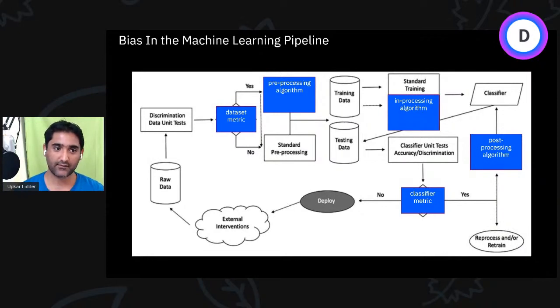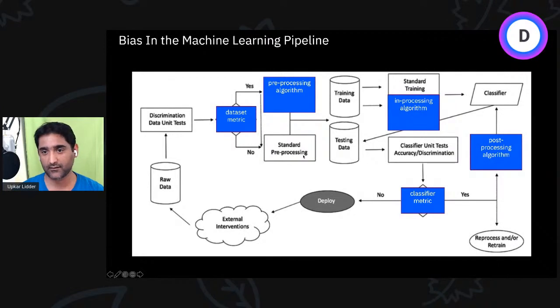So the first one is with your data itself. You can have a bias metric on your data itself, and based on what you find there, maybe if you do detect some sort of bias, you can use some pre-processing algorithms to try and massage your data in a way so it's fair to all groups. If not, you go through your standard pre-processing.